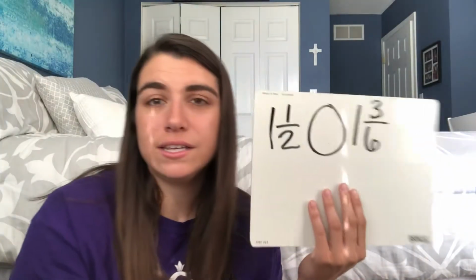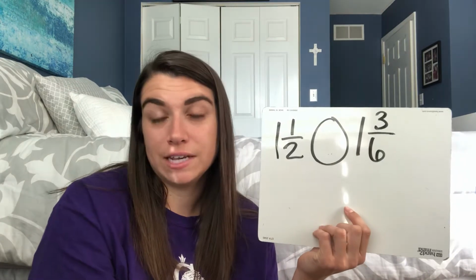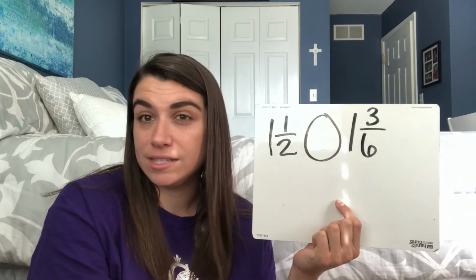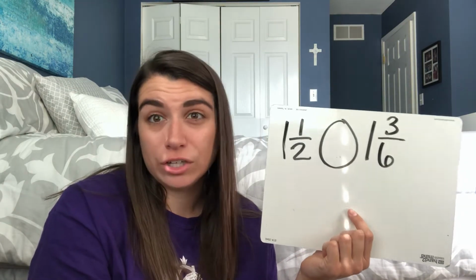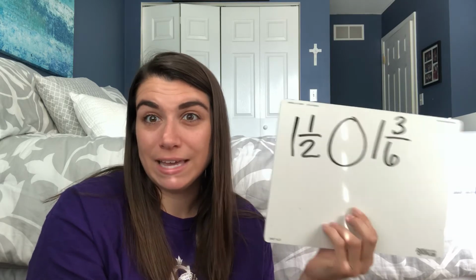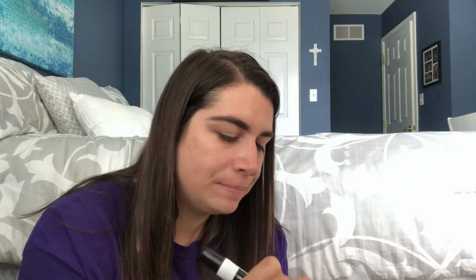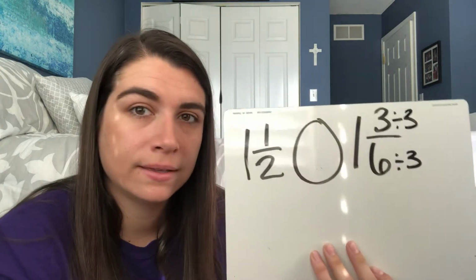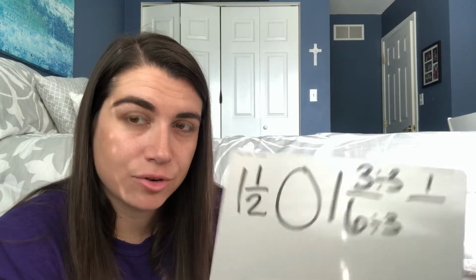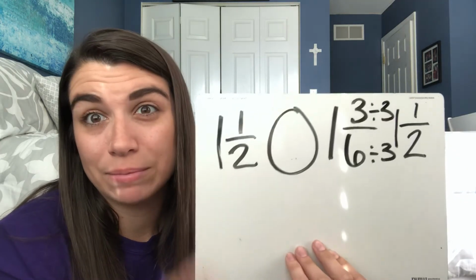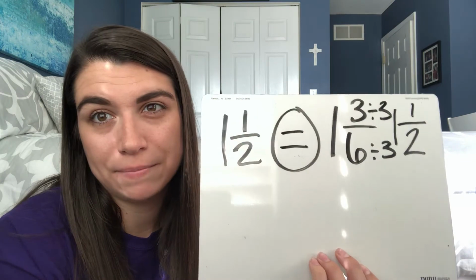All right, so the easiest way that I find to do this is to find the same denominators. So 3/6 is that fraction that we were working on earlier in the week where we can divide them and make it into 1/2, right? We can divide the top and the bottom by 3. So 3 divided by 3 is 1, and 6 divided by 3 is 2. So I get 1 1/2. So I'm comparing 1 1/2 to 1 1/2. They're going to be equal. So hopefully you got equal for that one.